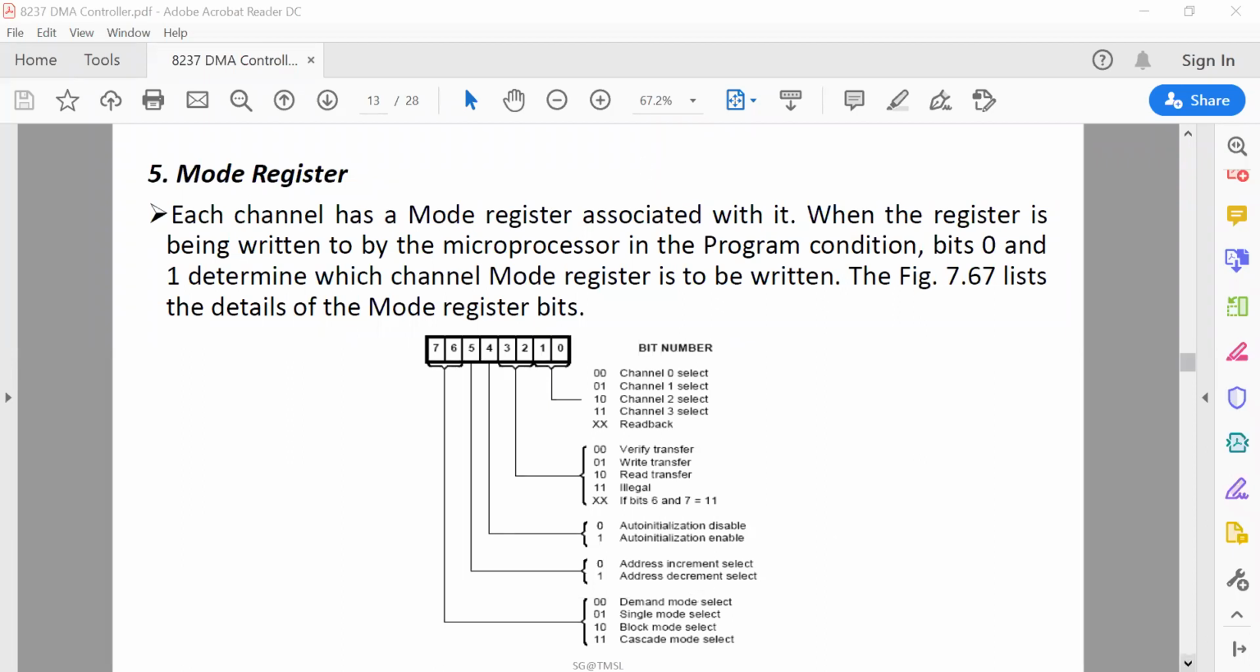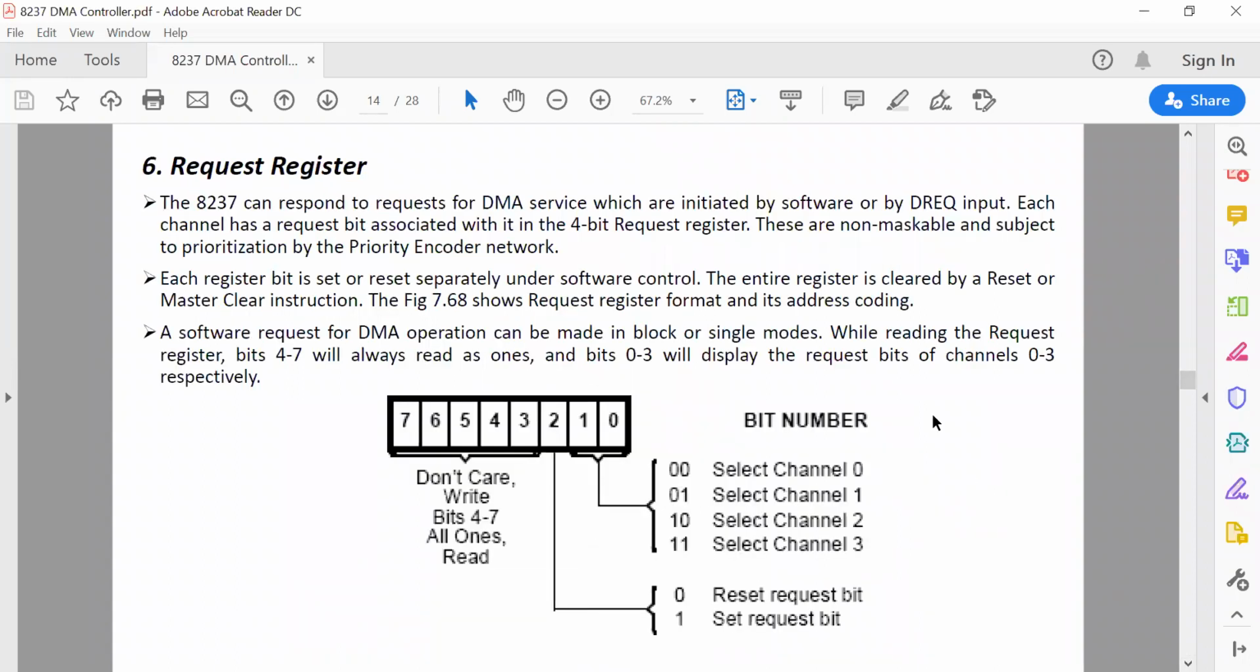Next is the request register. Each channel has a request bit associated with it, indicating which channel is to be used to perform the DMA operation. Okay, DMA request. So each channel has a request bit associated in the request register.